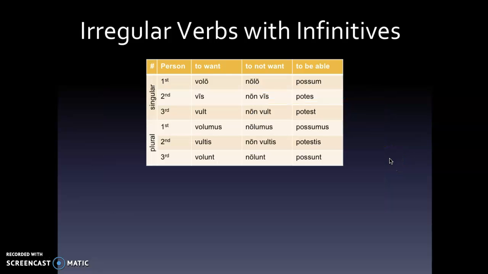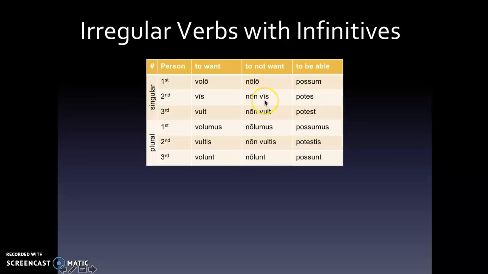All right. We also have some irregular verbs that are very important to memorize. They're kind of odd. That's why they're irregular, but they're very important to know because they are often followed by infinitives. We've got "to want": volo, vis, vult, volumus, vultis, volunt. At least we can see our personal endings, s, t, mus, tis, nt, but there's some other odd stuff going on in here.